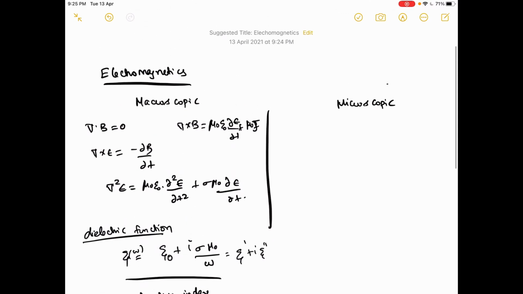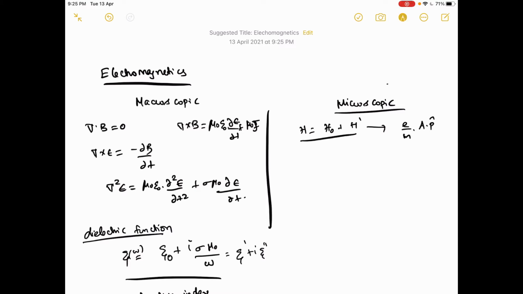The thing that I want to also remind you of is the microscopic treatment that we did in the previous lecture. So in the microscopic treatment we showed that the Hamiltonian of the electron can be written as the unperturbed Hamiltonian plus a small perturbation H prime, and we showed H prime can be written as e by m A dot P, P being the momentum operator, A being the vector potential as we described previously.